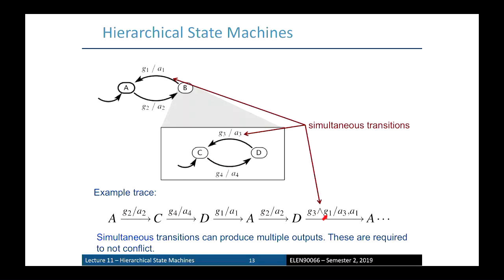If G3 and G1 are both asserted here, then we go back to A, and then obviously on next entry into B, we end up at C. So we are keeping track in this particular instance of a machine of where we were in the refinement state machine, the inner part of B. So this is what's called a history transition.